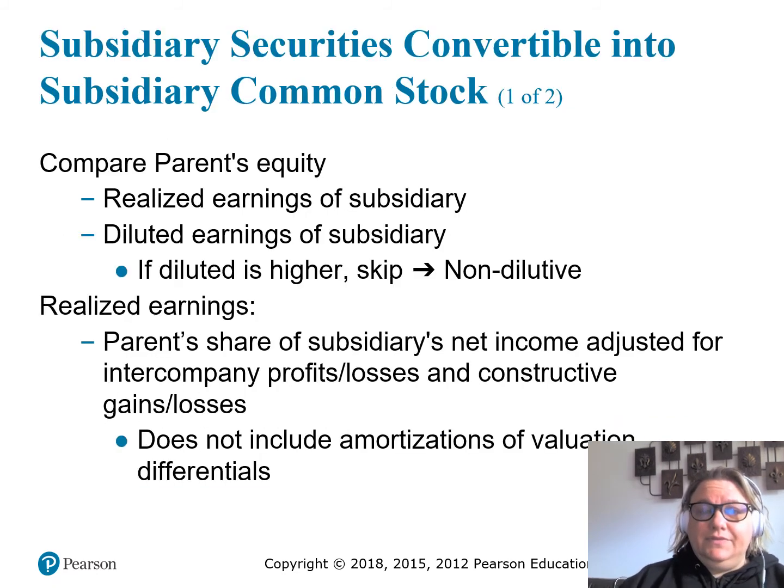Okay, so that was a lot. All right, so here we are. If we have a subsidiary whose convertible securities convert into common stock, the first thing you do is compare the parent's equity, and so you'll take the realized and the dilutive earnings. If the diluted is higher, then you skip to non-dilutive.